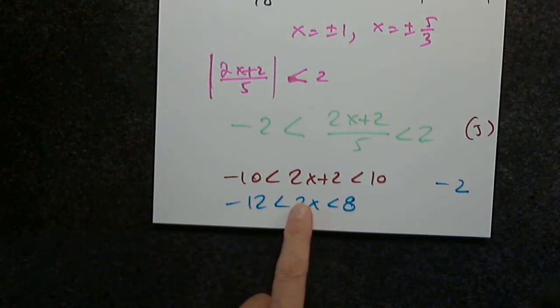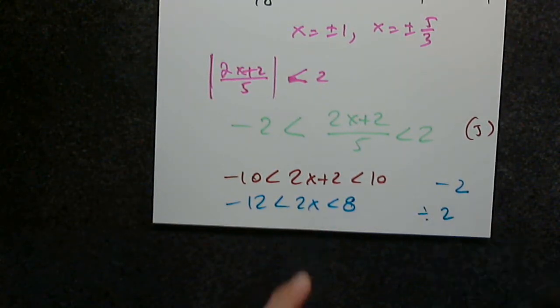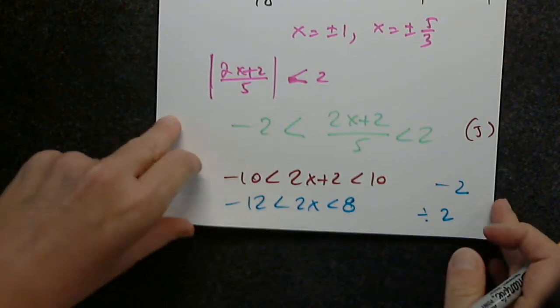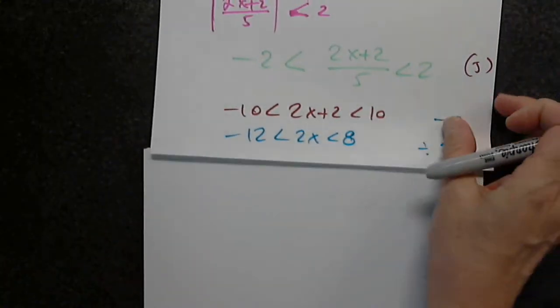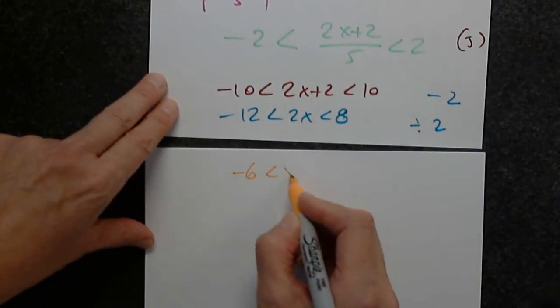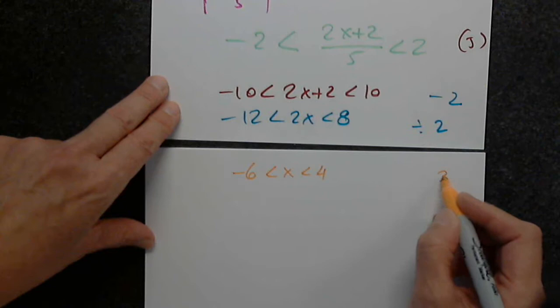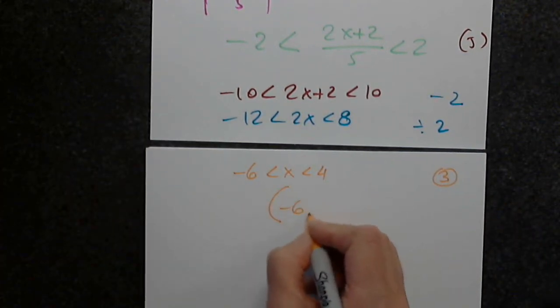Final step, I need to get rid of this, so I will divide all three sides by 2. Is this okay so far? Any questions before we write the final answer? So -6 is on the left, x is in the middle, and 4 on the right-hand side. And in interval notation, (-6, 4).